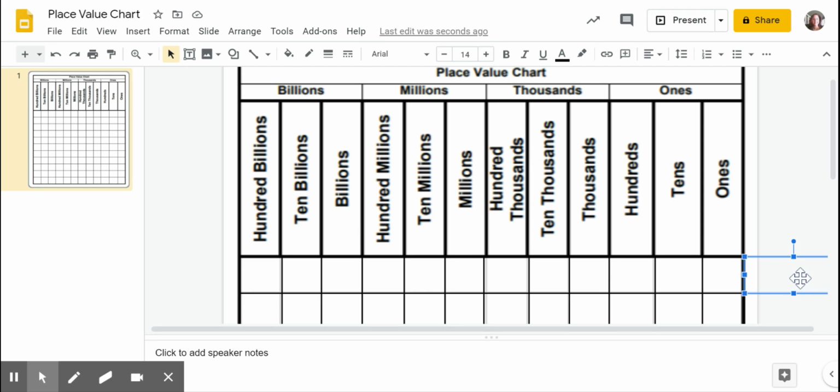Hi boys and girls, today we're going to compare and order whole numbers to the billions place. You're going to need to create a place value chart in your journal like the one you see on the screen.